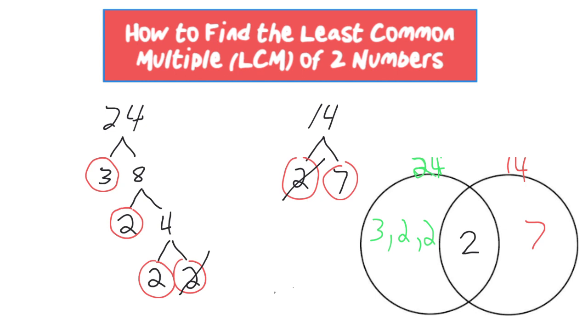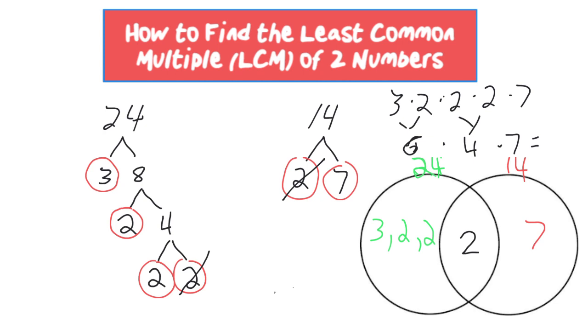And so that would be 3 times 2 times 2 times 2 times 7. All right. 3 times 2 is 6. Oops, 6. And then 2 times 2 is 4. And so we have 6 times 4.